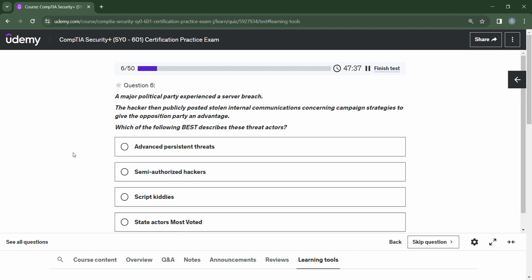A major political party experienced a server breach. The hacker then publicly posted stolen internal communications concerning campaign strategies to give the opposition party an advantage. Which of the following best describes this threat? Actors, so state actors.